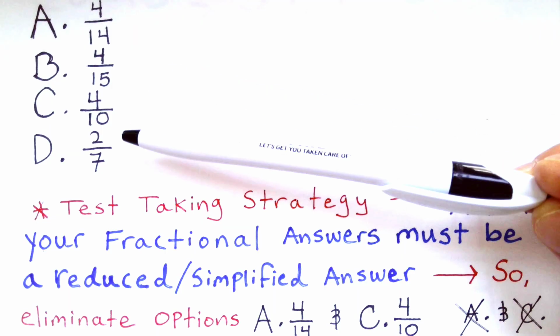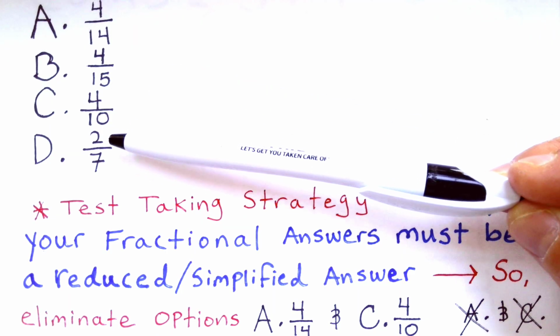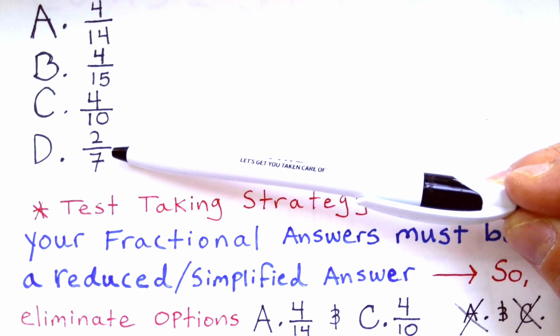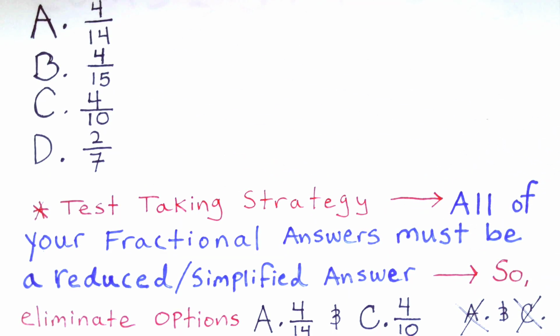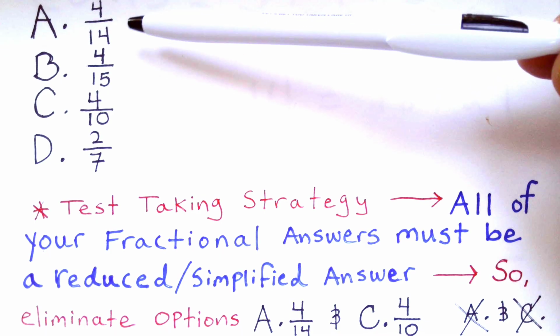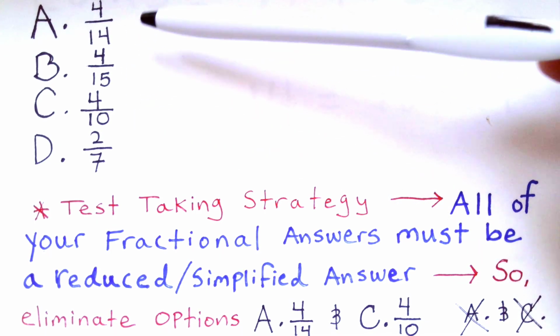And finally, D, I have an even number on top and an odd number on the bottom. Probably not going to be able to reduce that particular fraction. So you can eliminate options A and C, right? Cross off A and C. Do not use A and C because they're not reduced. They must be reduced in your final answer.